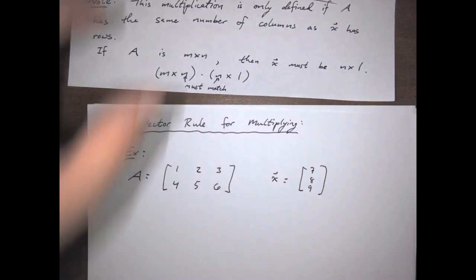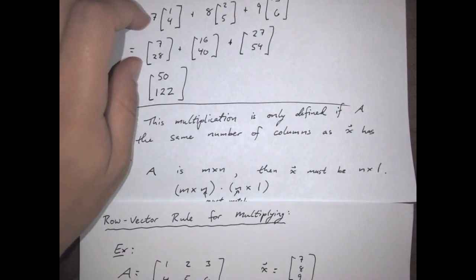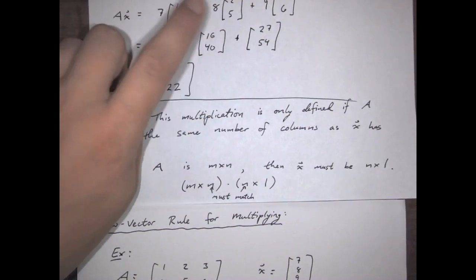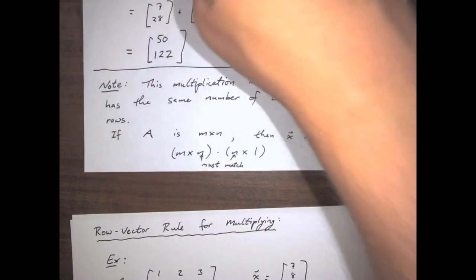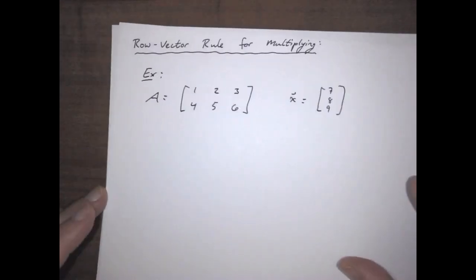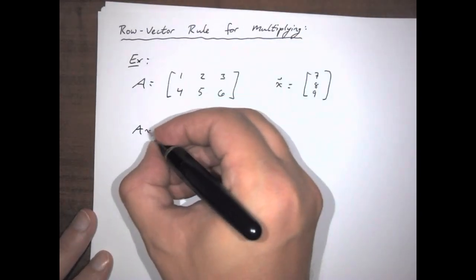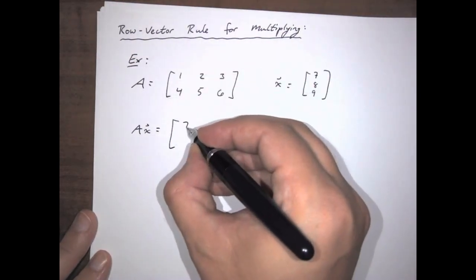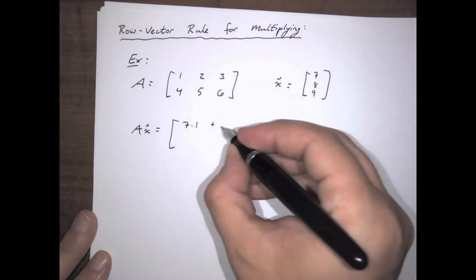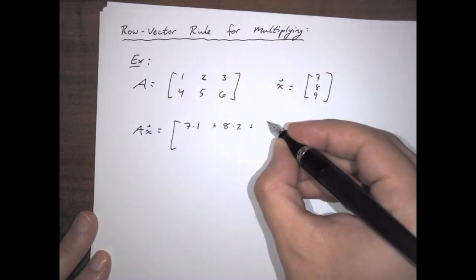What it does is basically streamline the process that we did here. In the previous process, we distributed the entries of X to the different columns of the matrix, then did the scalar multiplications, and then combined them. But here we can do all of that more or less in one fell swoop by just doing 7 times 1 plus 8 times 2 plus 9 times 3.